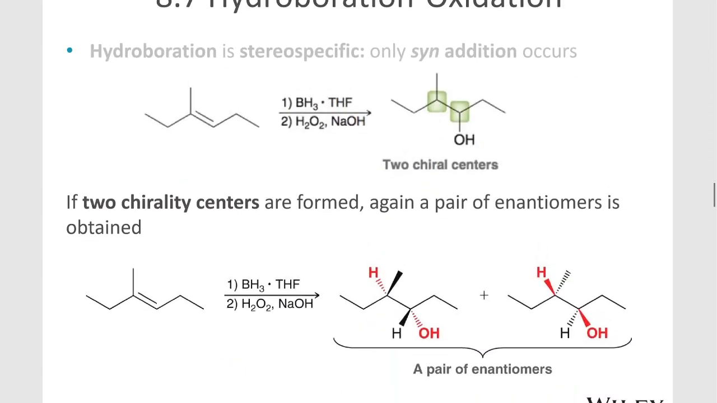Now, if you form two chiral centers, which is possible if you have a species like this, again, what are we adding and where are we adding it? We're adding H and OH in anti-Markovnikov fashion.